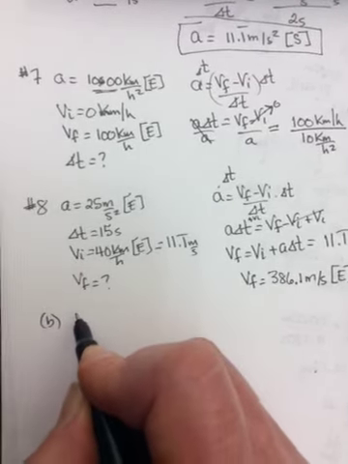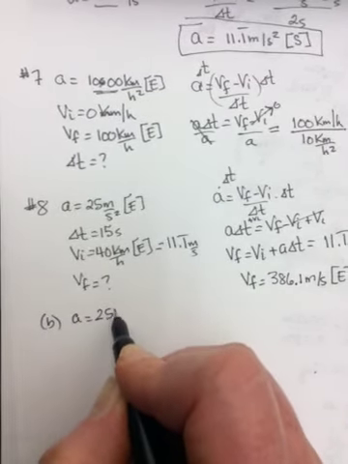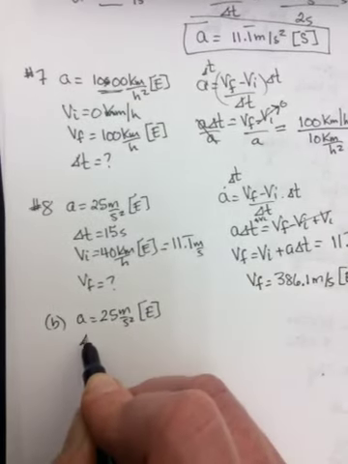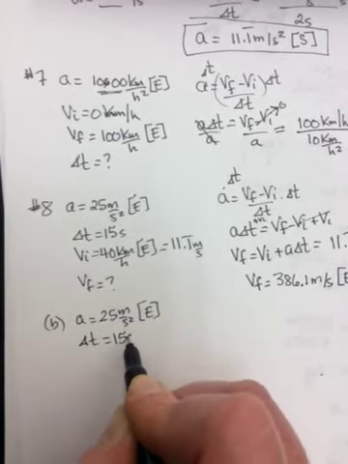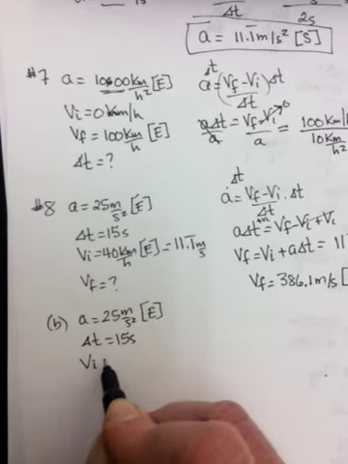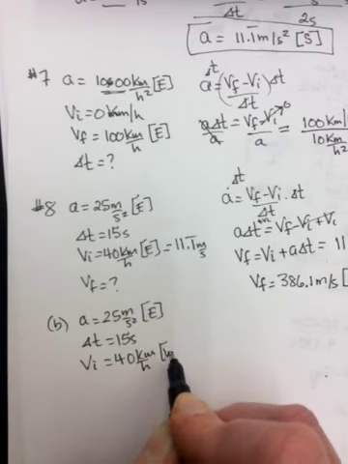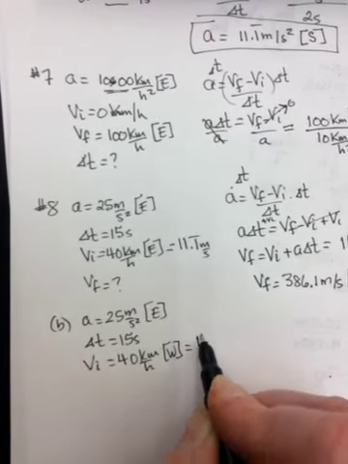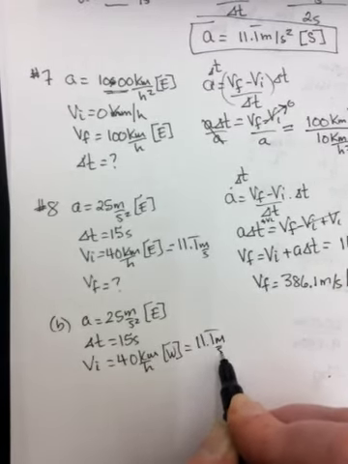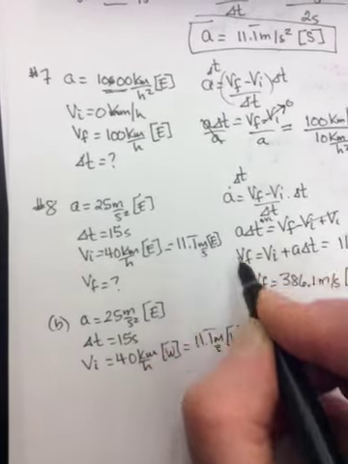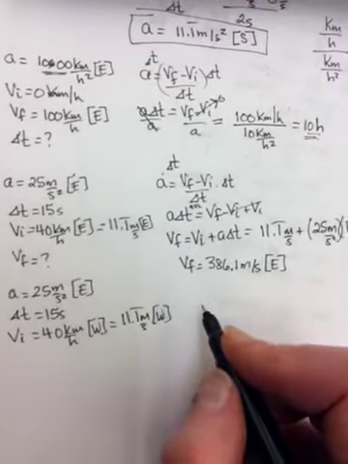B. All the givens in B are exactly the same, except the initial velocity is now west instead of east. So the Vi is 40 kilometers per hour west, or in other words, 11.1 meters per second. And it's west this time, whereas up here it was east. So you're going to do exactly the same thing.